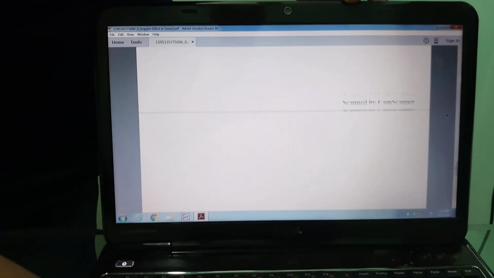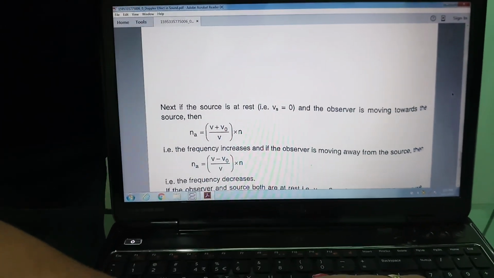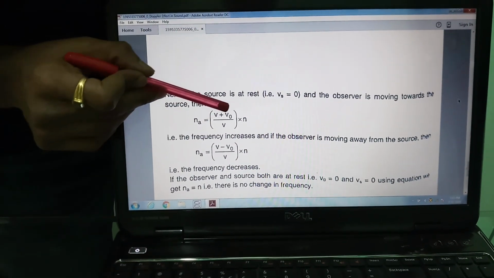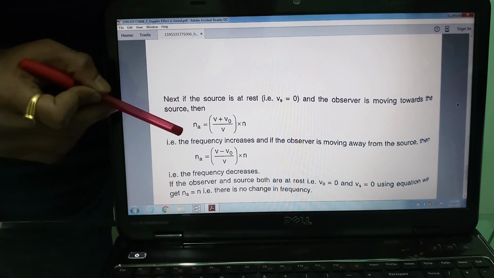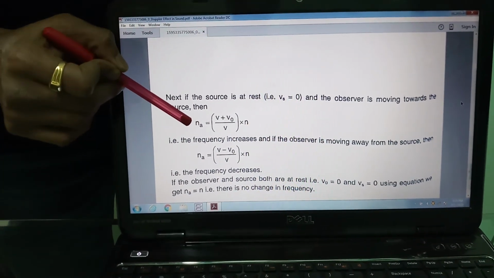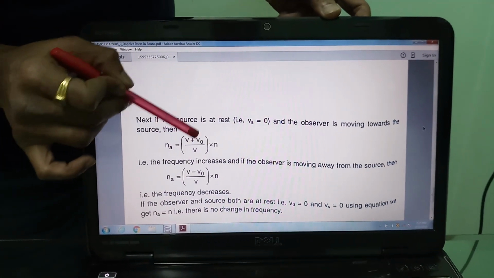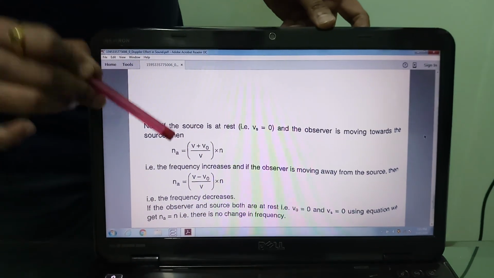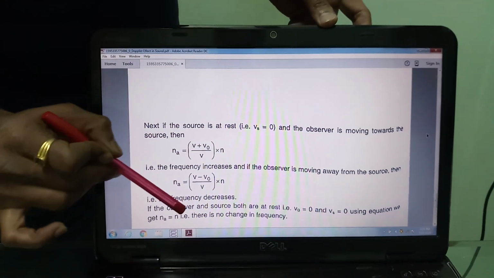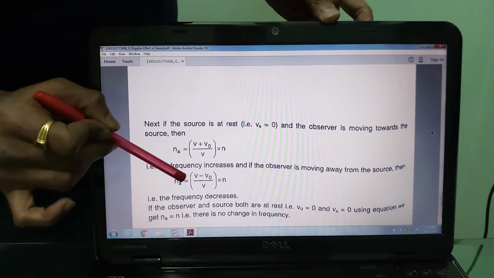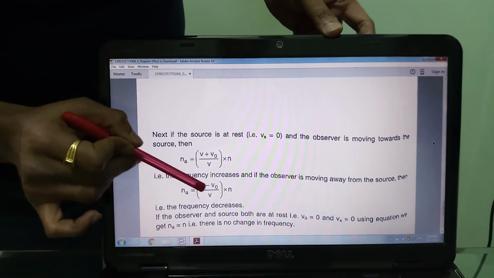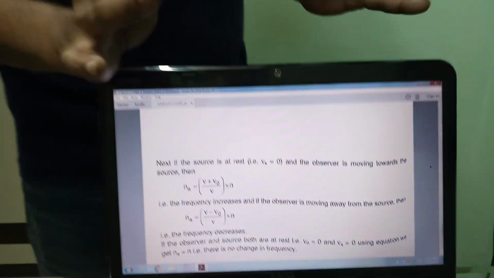And suppose the source is stationary but the observer moves towards the stationary source. In that case, your apparent frequency will be Na is equal to N in the bracket (V plus V naught) upon V. And if the same observer moves away from the stationary source, then your formula would be Na is equal to N in the bracket (V minus V naught) upon V. That is what you need to understand while taking the numerical. Please read the numerical carefully.